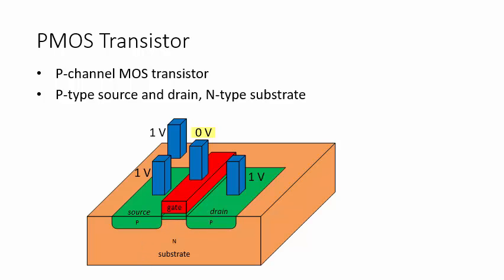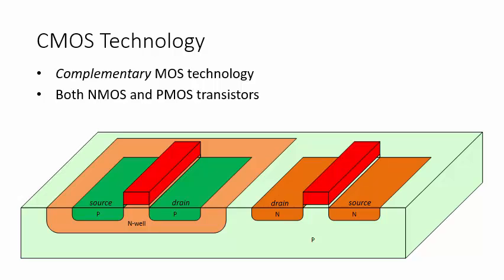The effects are the same as for the NMOS transistor, but with opposite voltages and silicon types. Again, the transistor works like an on-off switch. When you apply 1 volt to the gate, the switch is off. When you apply 0 volts to the gate, the switch is on. Now let's look at CMOS, or complementary MOS technology.